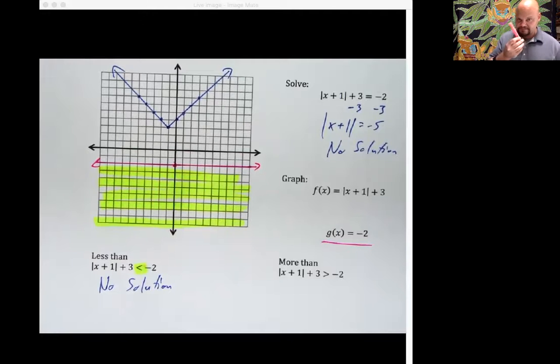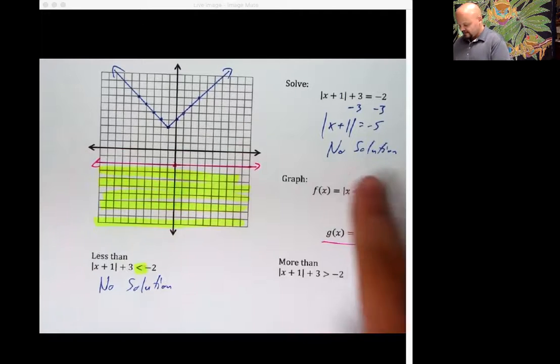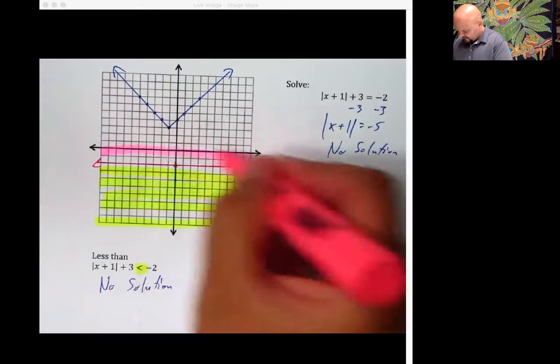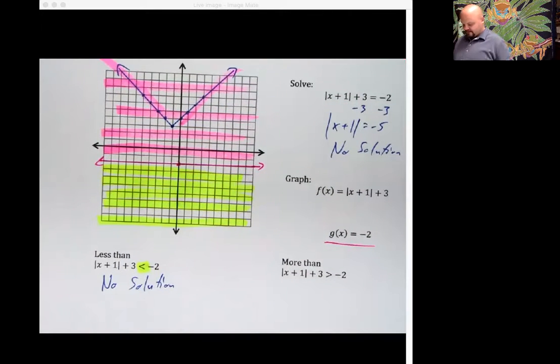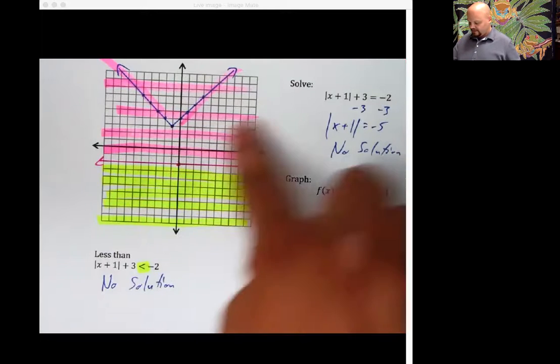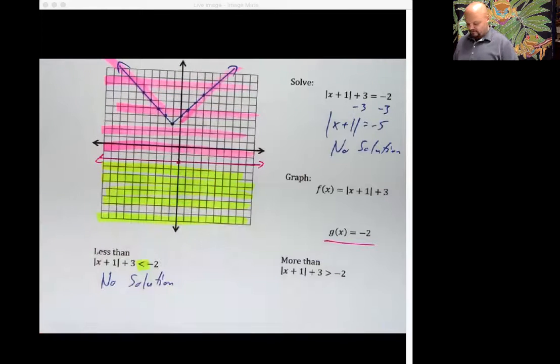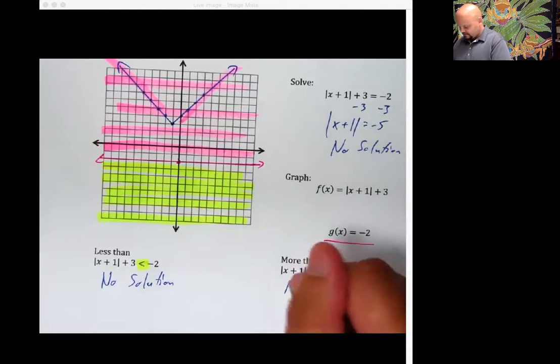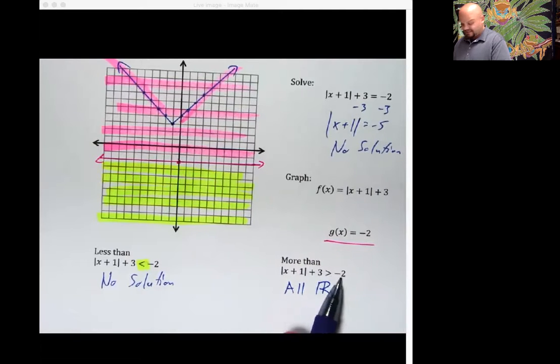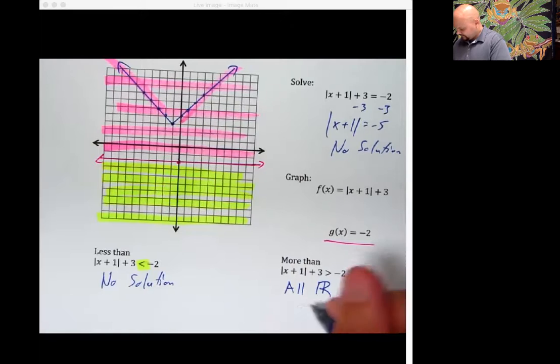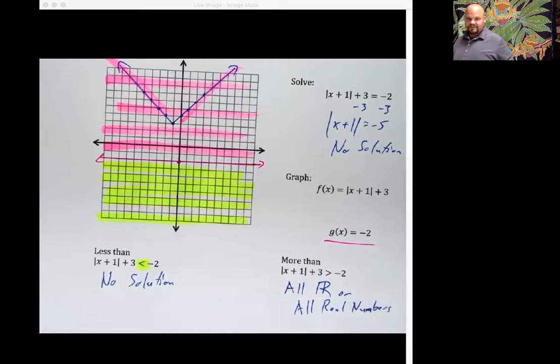If we go to the pink one though, where along this x-axis do we have this V? Considering the V is going to go on forever in both directions, any number we plug in from up here is going to work. So this is all real numbers. Every single thing works. If we're saying that it's greater than negative 2, it has to be. The other way to write that is all real numbers. Mathematicians don't like that. Neither do I. Technically mathematician, bachelor's degree, math.